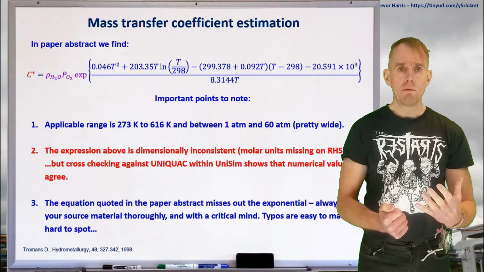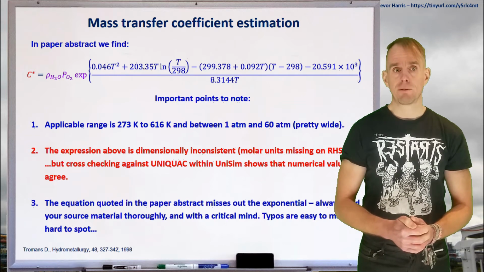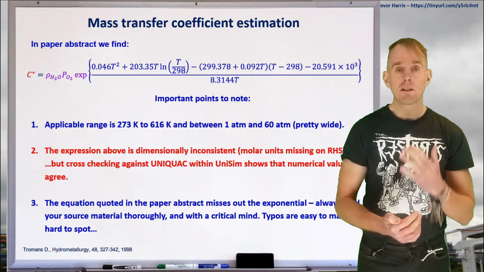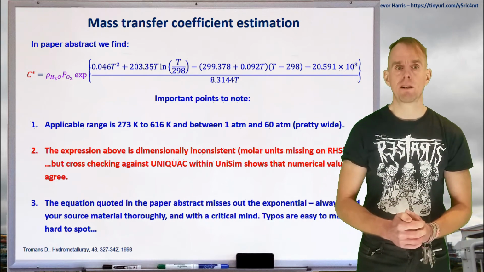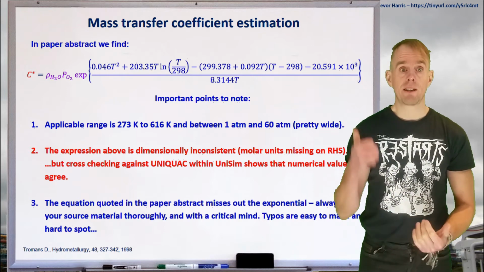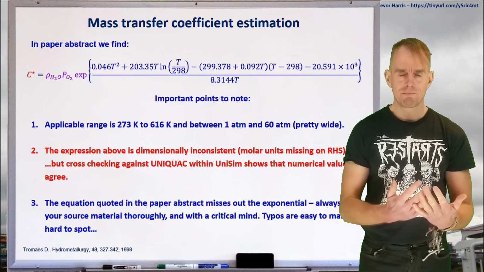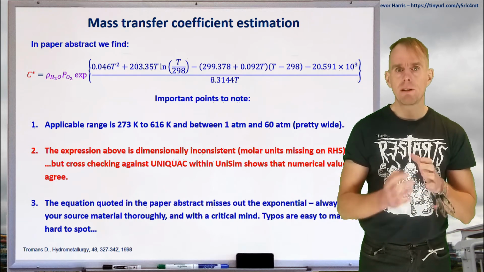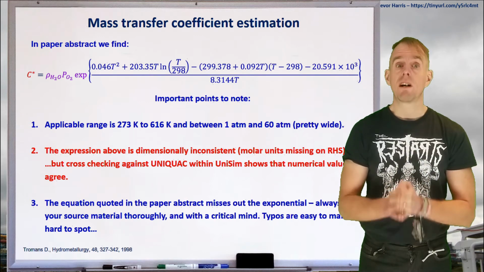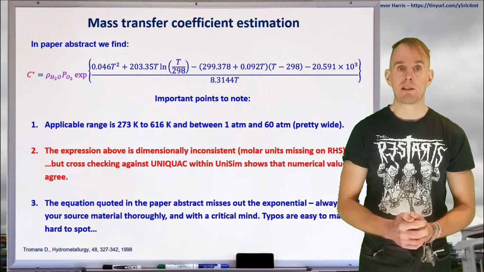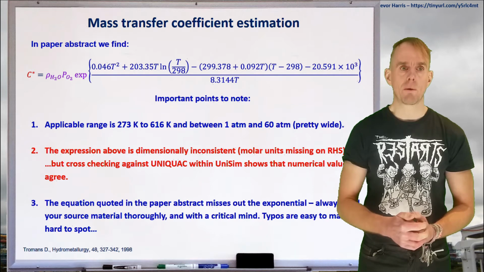So what you would do is get your process simulator and cross-check it against an appropriate activity coefficient model. Let's take UNIQUAC, and look at the numerical values that UNIQUAC predicts against the numerical values that this correlation predicts. If you sit down and do that, you'll find they're essentially the same. So this is good. There is a dimensional inconsistency, so there's something going on there that's a little bit odd, but the absolute numerical values that this equation gives are correct, or at least are consistent with the numerical values that you might obtain using an activity coefficient approach such as UNIQUAC.